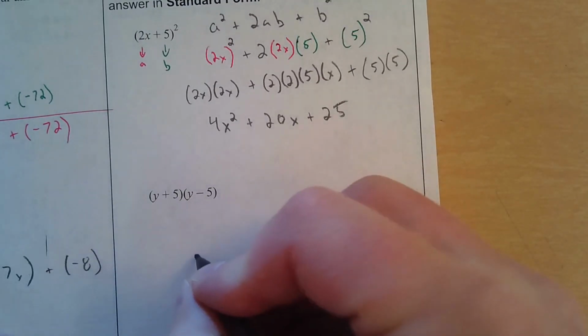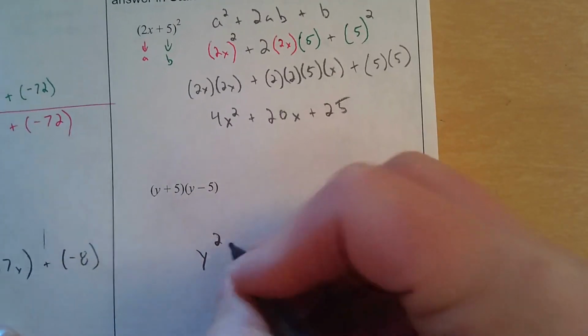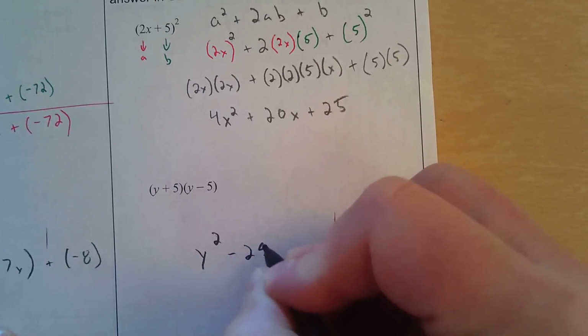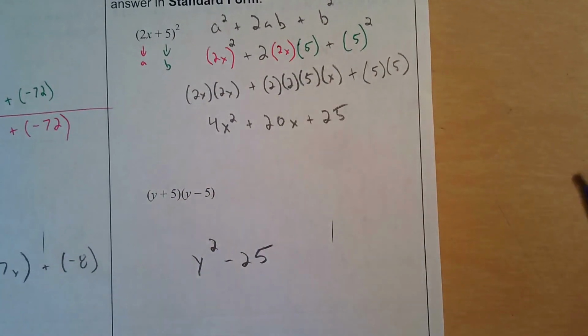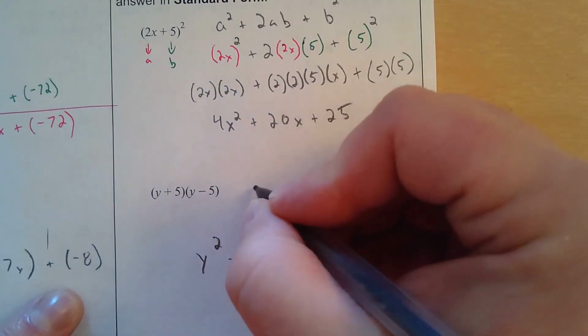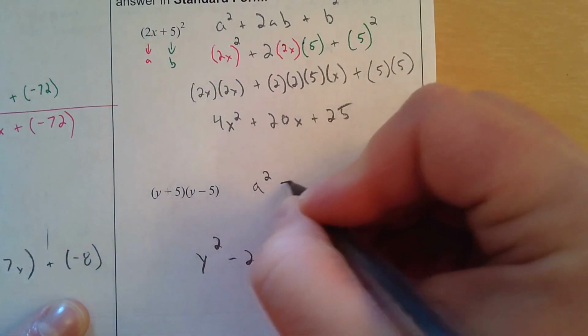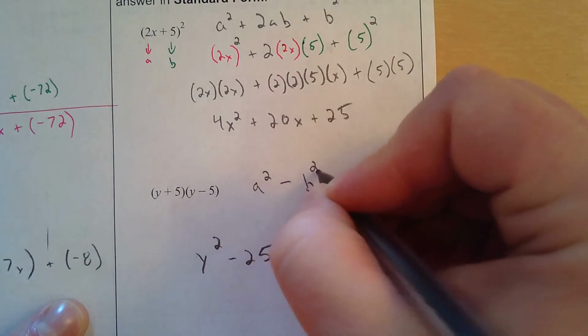And the last one here, your answer is going to be y squared minus 25. You can use a different formula here. This one formula is just a squared minus b squared for the difference of squares.